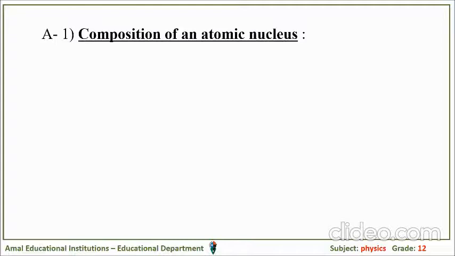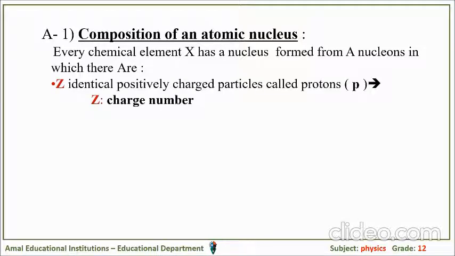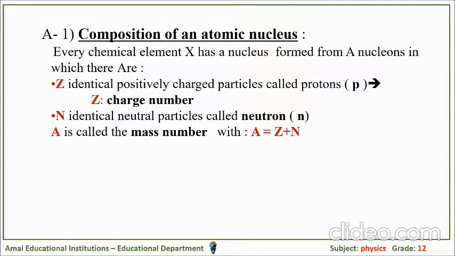Let's start with the composition of an atomic nucleus. Every chemical element X has a nucleus formed from nucleons, in which there are Z positively charged particles that we call protons. So we say Z is the charge number. And identical neutral particles called neutrons. A is nothing but the sum of the protons and the neutrons. We call it the mass number. A equals Z plus N. This is the equation here.